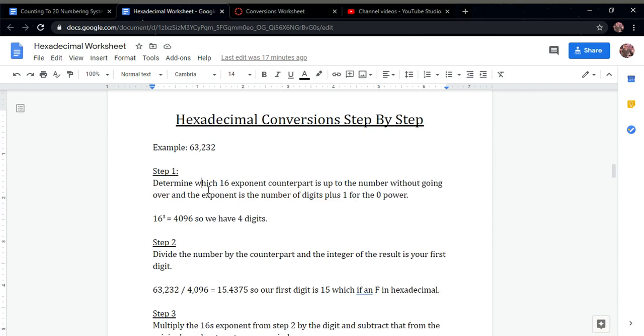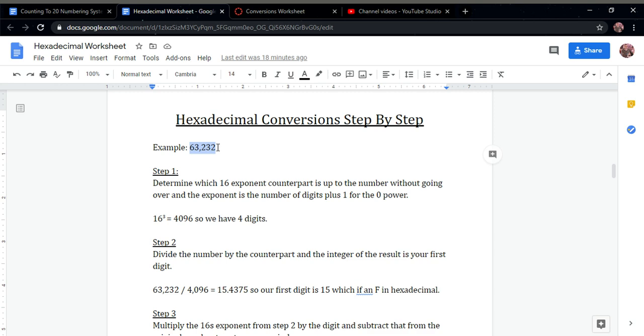And so now is where things get tricky. Now we have to convert from decimal to hexadecimal. This is where things get really hard, so try to follow along. You can look at other internet tutorials and try to figure it out. But basically, you need to begin with comparing your decimal number. In this case, our decimal number is 63,232. You need to begin by comparing that to your hexadecimal exponent chart.